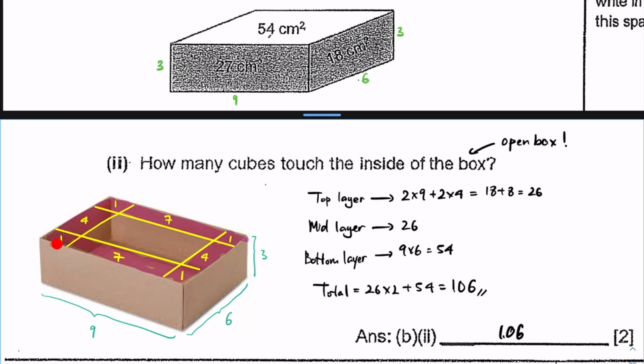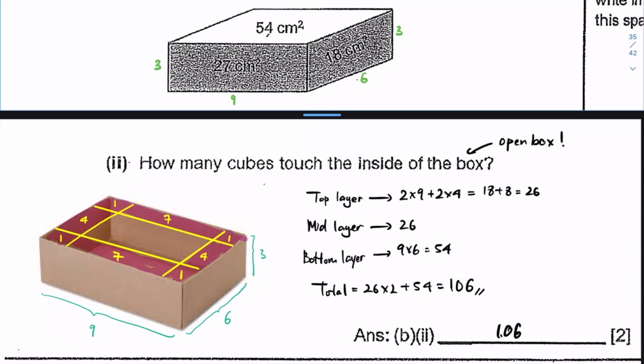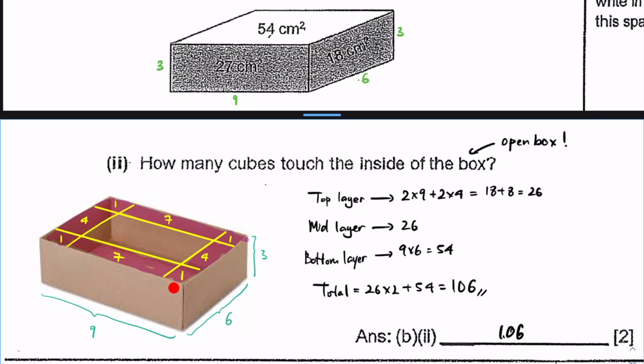And where did I get 7 from? It's basically from the fact that the length here is 9. So basically, we've got 1 for each of the corners, and 7 in between, for a total of 9. For this side being 6, we've got 1 for each corner, and 4 in between. Yeah, and we've got a layer that is 3 deep.